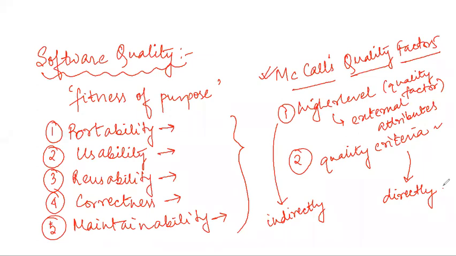So reliability we cannot measure directly, but by seeing what defects are occurring, and over which time these defects are occurring, by doing these things we can have a measure of this idea. So this is an indirect approach, right? So reliability will be a quality factor because it is determined indirectly.